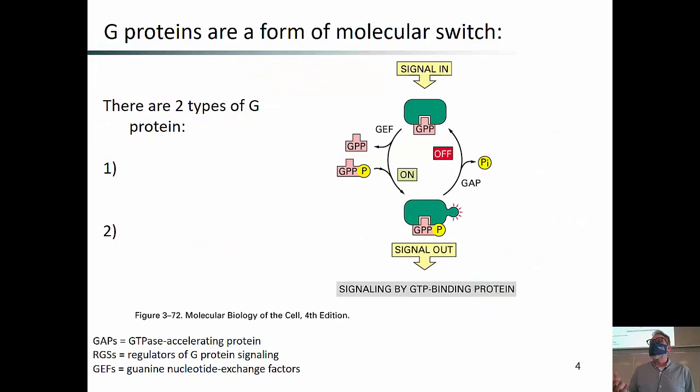And so we did the comparison of the monomeric and the heterotrimeric GTPases. Okay? And again, there's lots of similarity. For the heterotrimeric, the GAPs, so the catalysts that speed up turning them off, are replaced by enzymes called regulators of G protein signaling, or RGSs, and the GEF is replaced with the G protein coupled receptor itself.